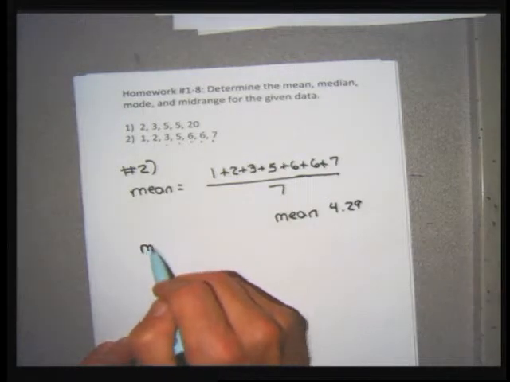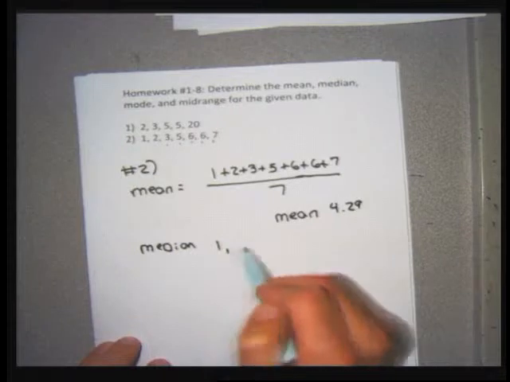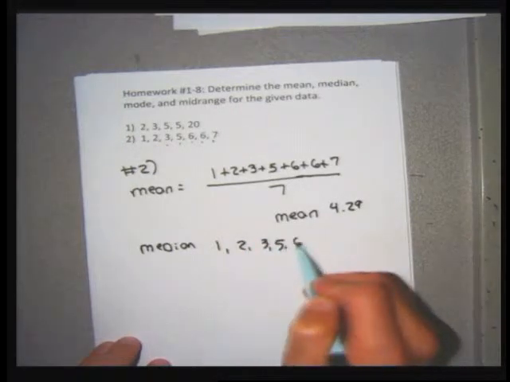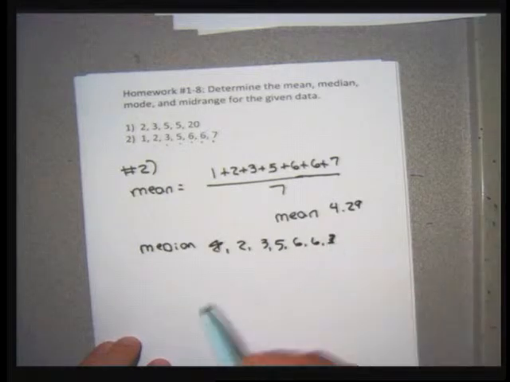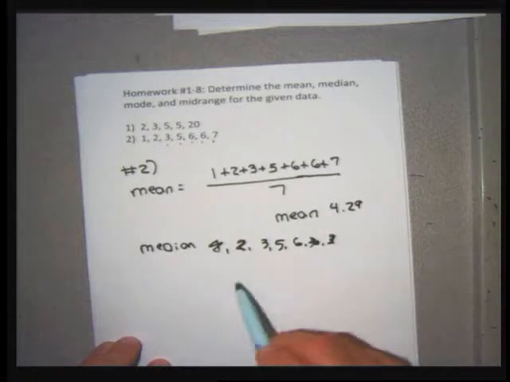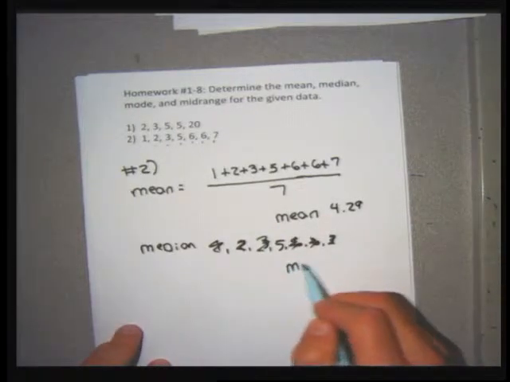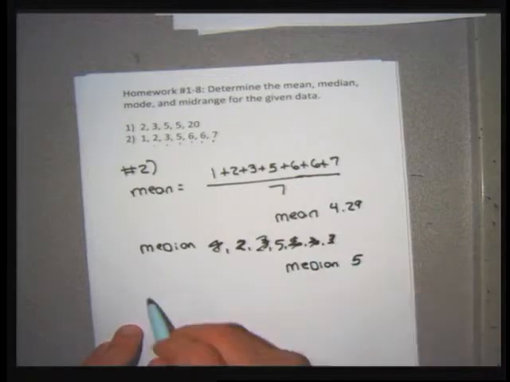Now I'm going to do the median, which is the number in the middle. So I'm going to take the data. It's nicely ranked or ordered for me, which is good. And I'm going to cross out the first and the last, the second and the second from the last, the third and the third from the last, and the number that's left, if there's a single number, that is the median.